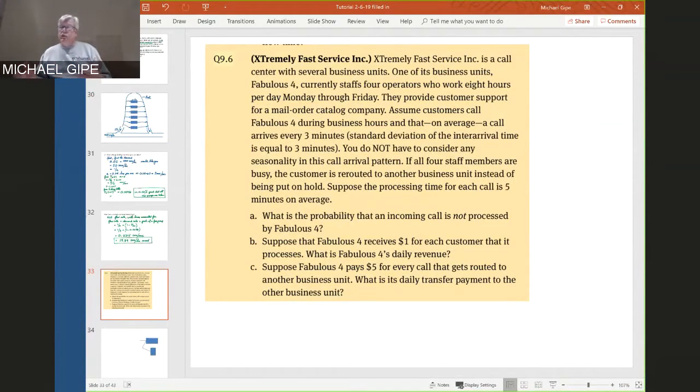And so basically all of these kinds of problems are going to be similar. You're going to have to figure out what the loss factor is. What's the probability of loss? And then apply that to solving the question that you want to find out. So here we have Extremely Fast Service Incorporated. Extremely Fast Service is a call center with several business units. One of its business units, Fabulous 4, staffs 4 operators. They work 8 hours a day, Monday through Friday. Customer support for a mail order catalog company.